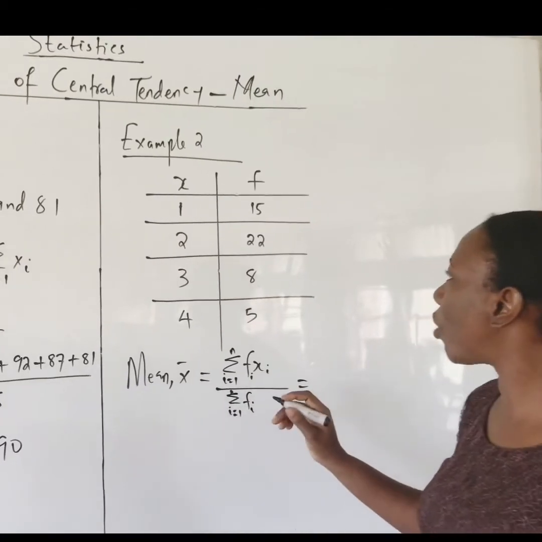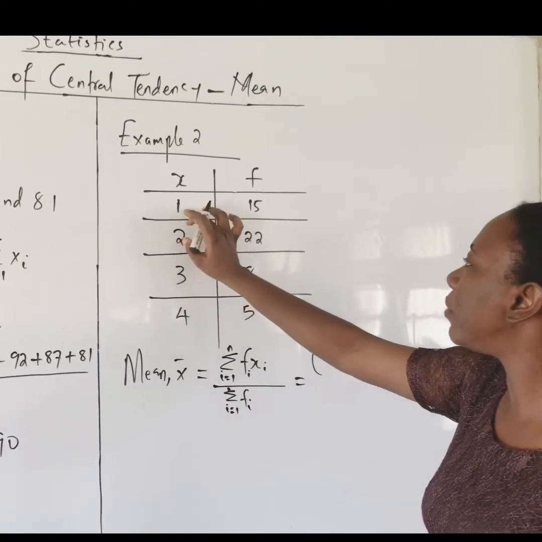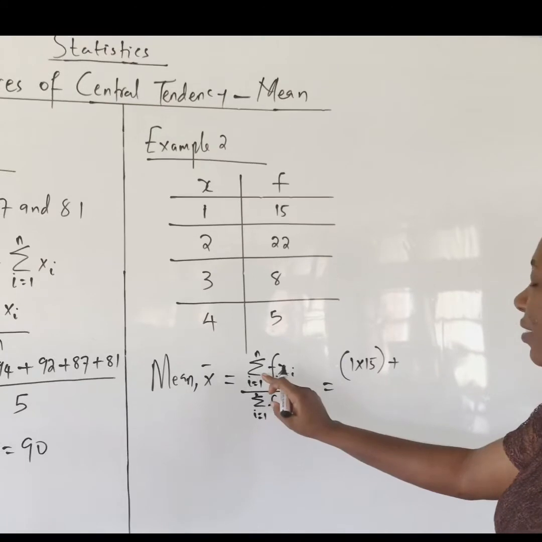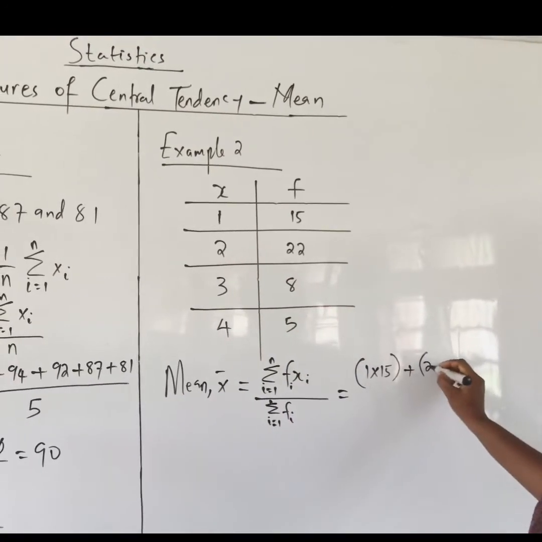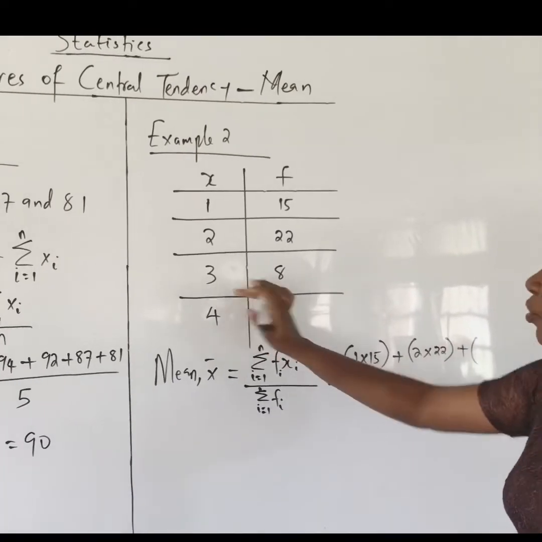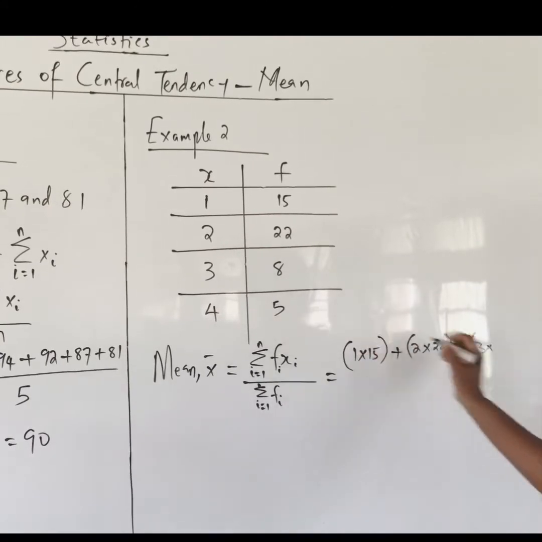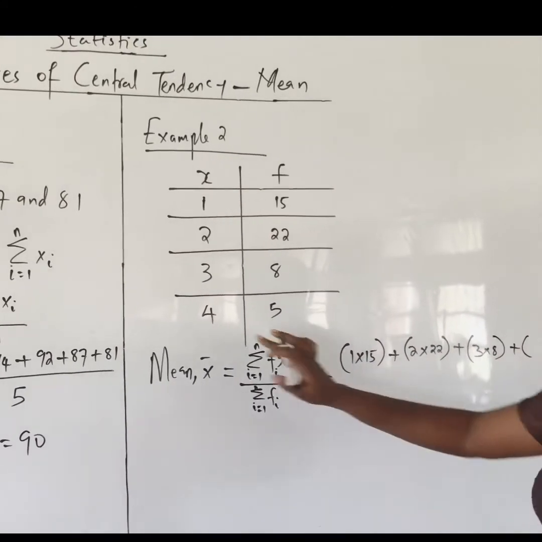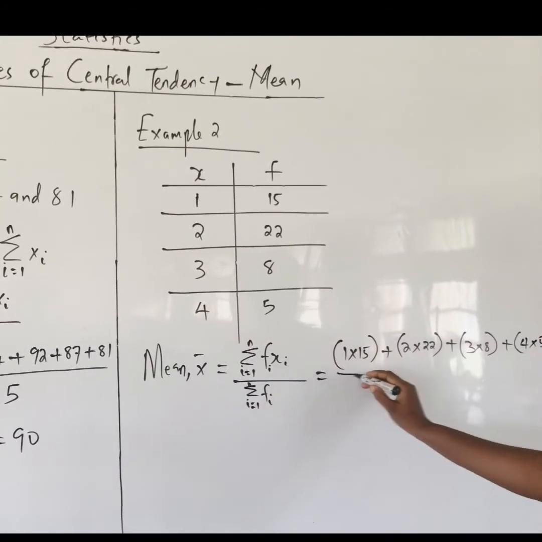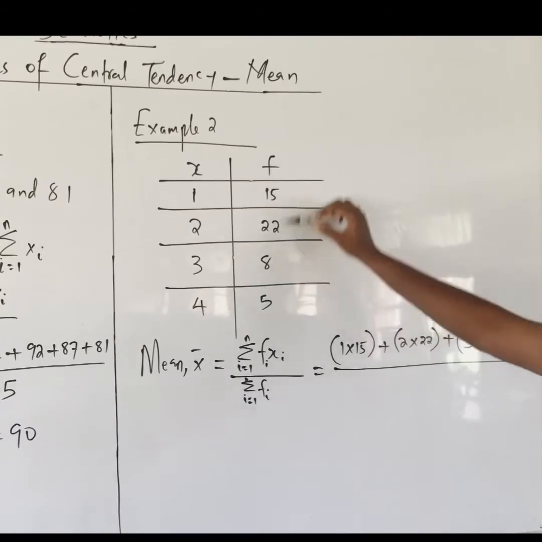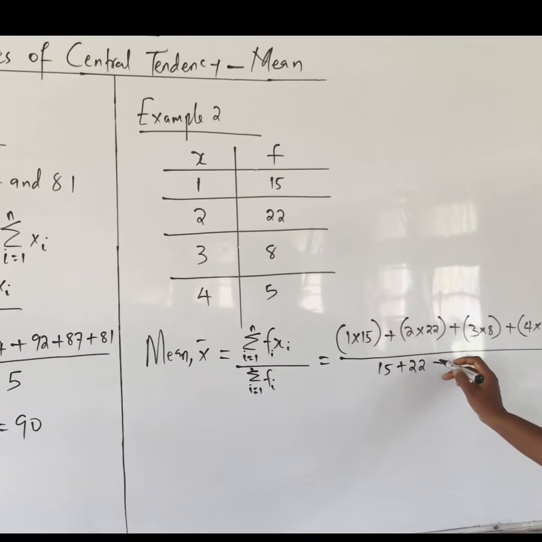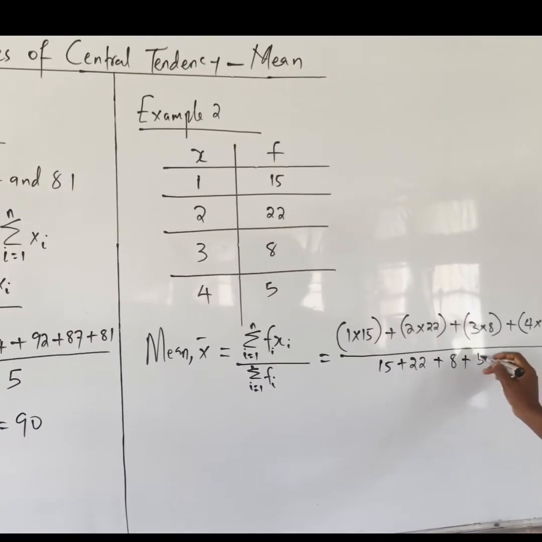So here, if I take the product, I will have 1 multiplied by 15, which is its frequency, plus, remember, it is sum, 2 multiplied by its frequency, which is 22. Next, we have 3 multiplied by 8, its frequency, plus 4 multiplied by 5, its frequency. All over, you divide by the sum of the frequencies. So here I have 15 plus 22 plus 8 plus 5.